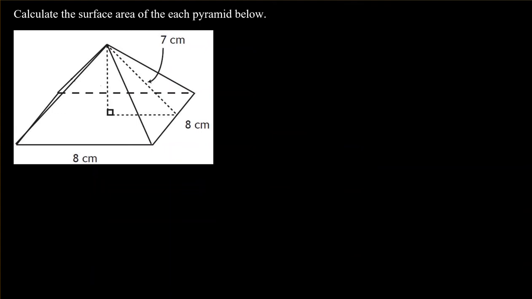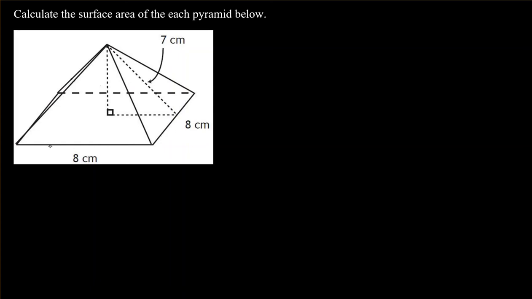So what is a pyramid? A pyramid usually has a square base, or a rectangular base, and then it's going to have four triangles on the sides. Now the four triangles may or may not be the same size. They will be the same if the base of the pyramid is a square.